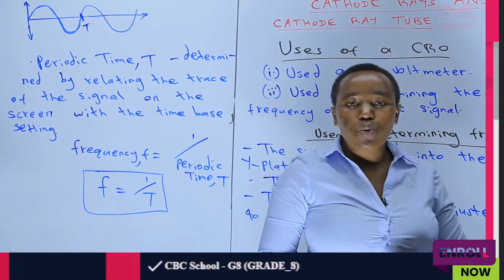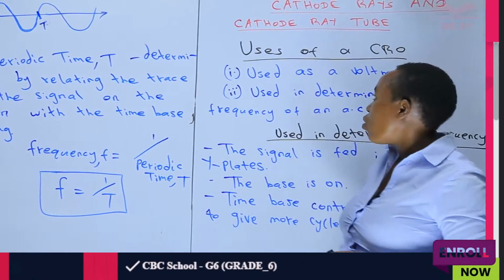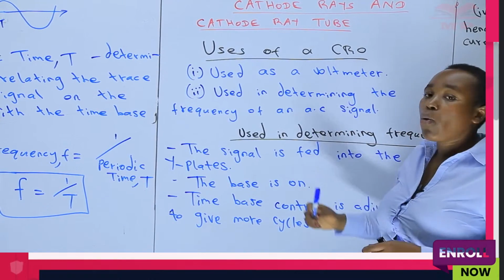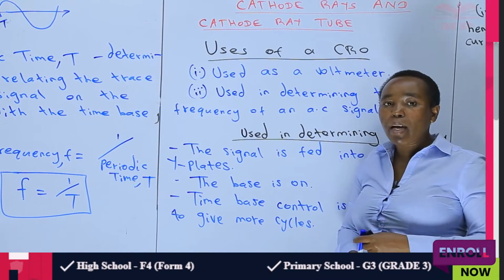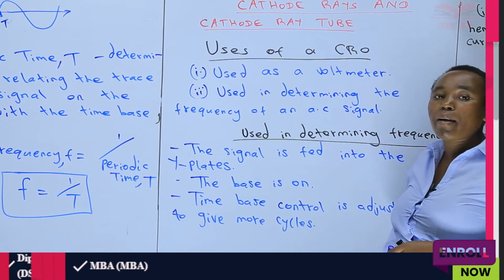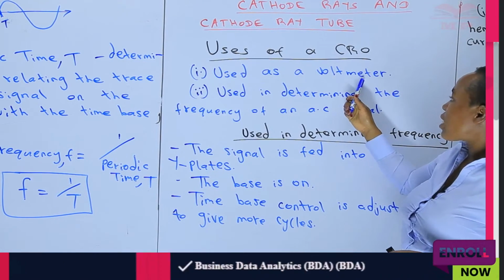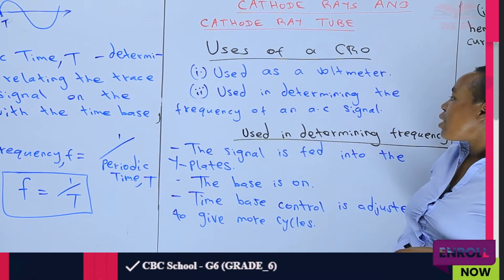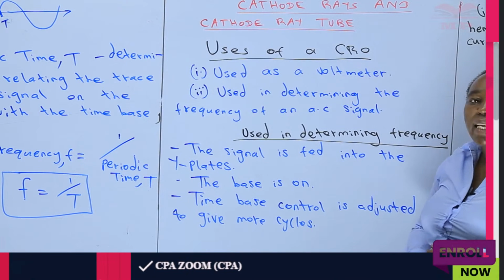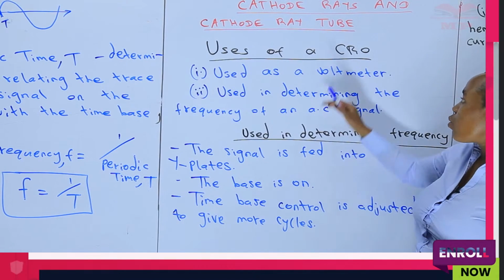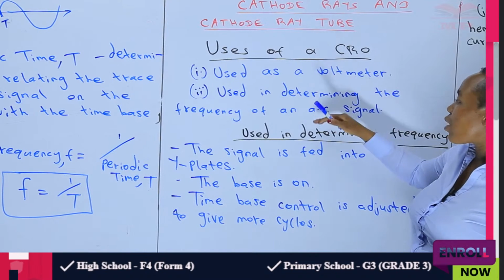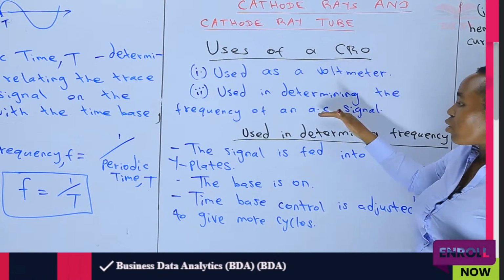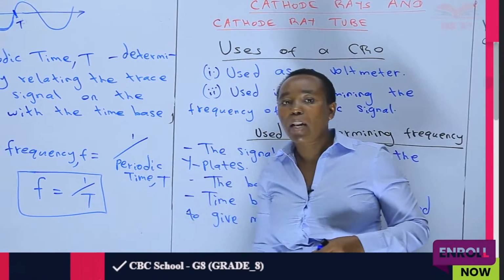So those are the two uses of a CRO. One, used as a voltmeter, and we have seen that the voltage here will be given by the displacement multiplied by the divisions, that is the sensitivity. And then we have also seen that it is used in determining the frequency of an alternating current signal. So those are the two uses, and you should be able to explain how it is used. In this, we are going to do more calculations. We'll apply this formula in our calculations.